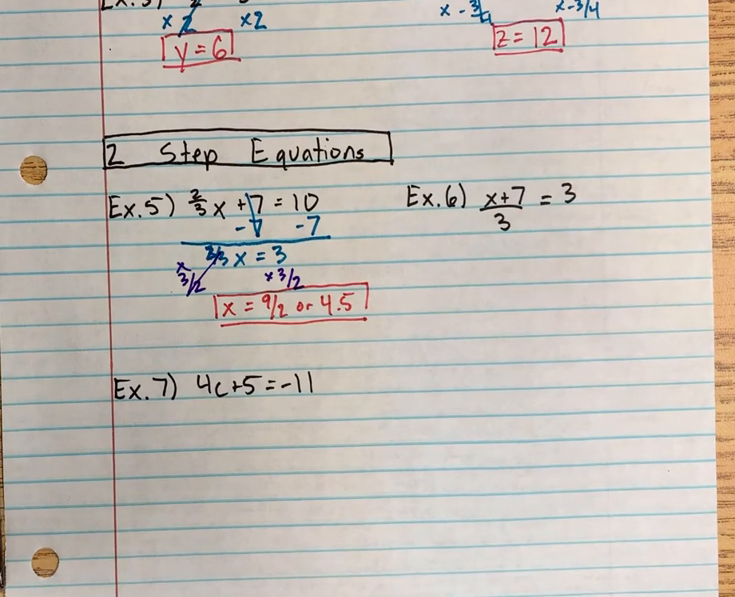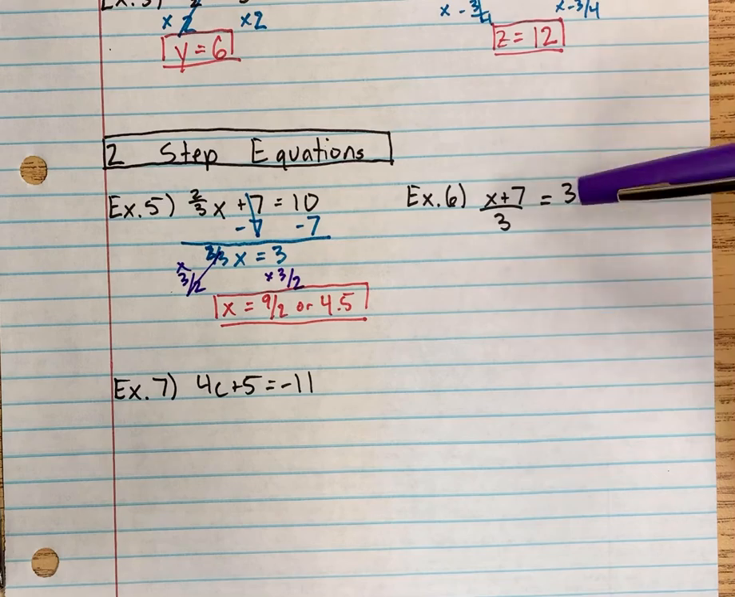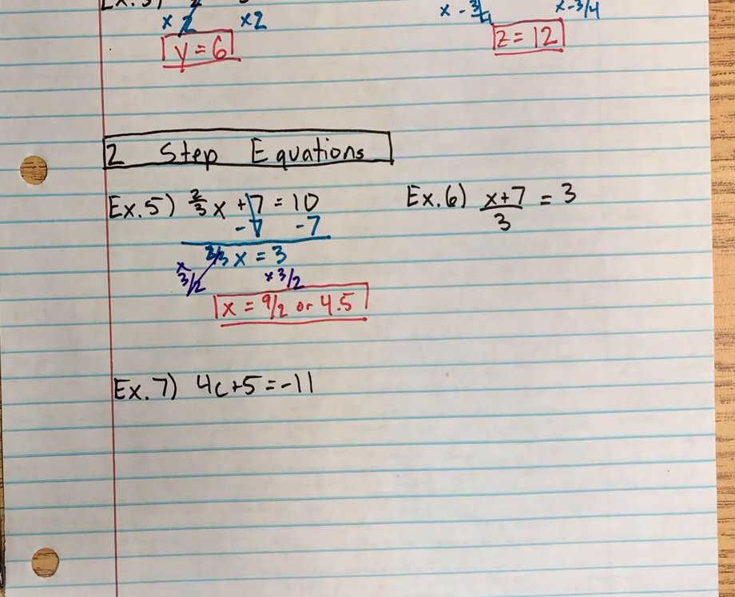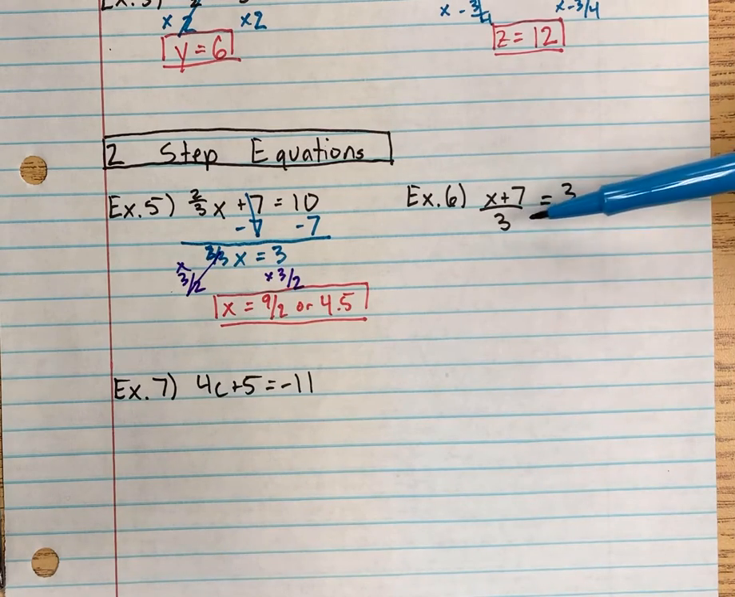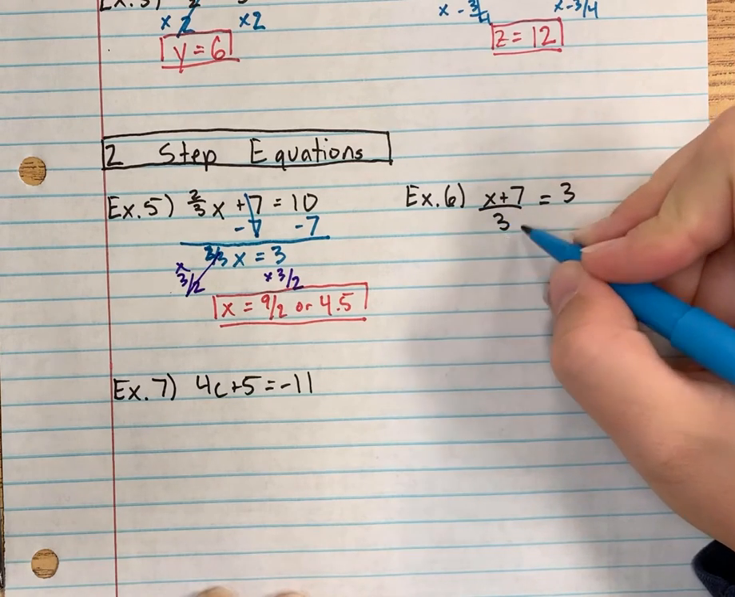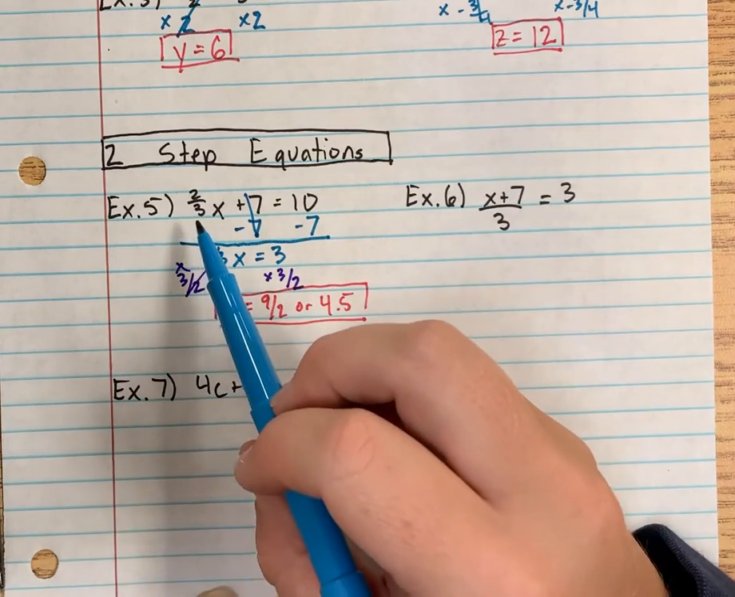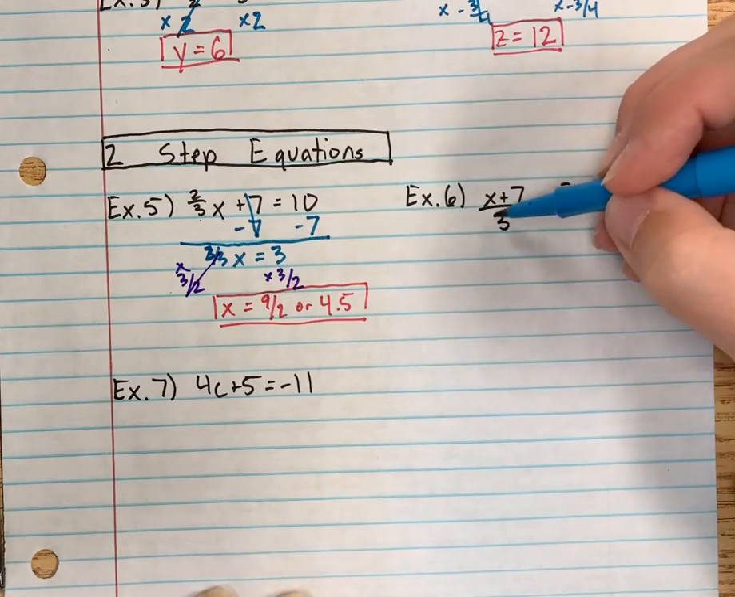Now, if you look at number 6, it is x plus 7 over 3 equals 3. If you notice, over here, we got rid of the plus 7 first. So the first thing we did over here is we did plus 7 to both sides. In this situation, we don't want to do that because you have this divided by 3 over the entire thing. Over here, you just have the divided by 3 with the x. It's 2/3 x. But over here, it's the whole thing.